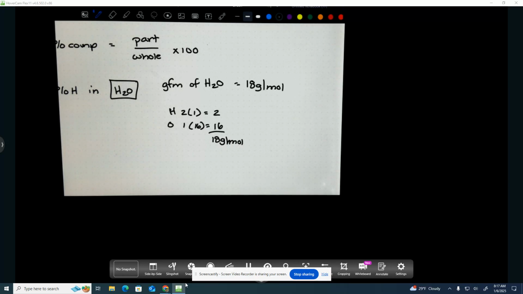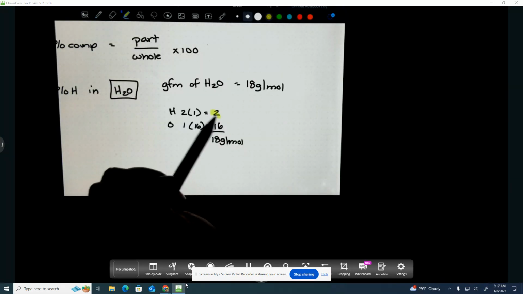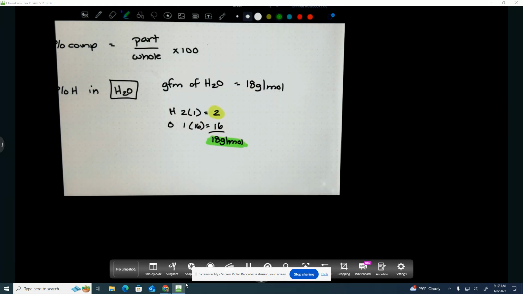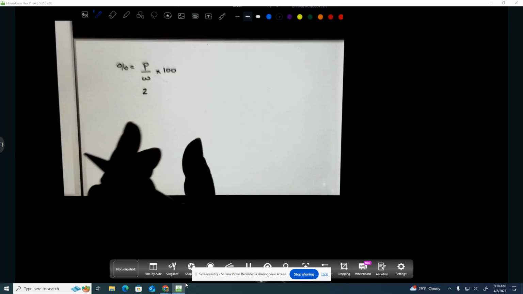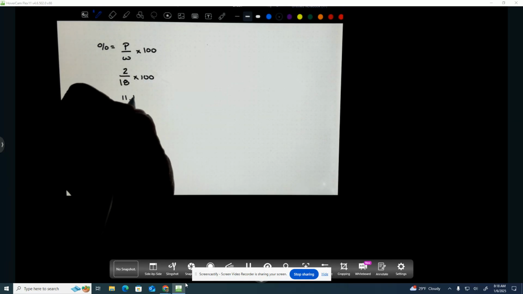If I want to know the part that is hydrogen, how much did the hydrogen weigh in this whole thing? 2. And the whole thing weighed 18. So to find the percent, we're going to do percent is part over whole, P over W, times 100. 2 for the hydrogen, that's the part that was hydrogen, over the whole thing, which was 18, times 100. 11.1% hydrogen. Somebody check my math. I'm going by memory here.